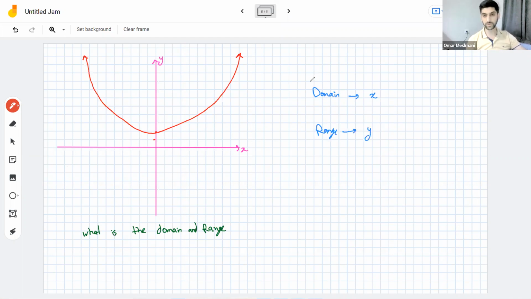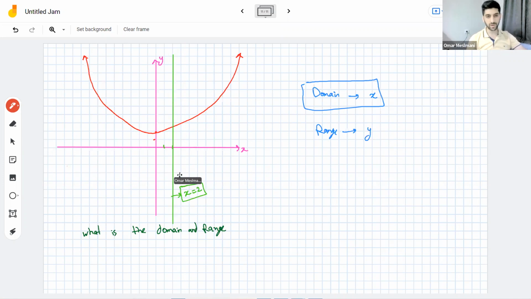Now, if you want to find the domain, try to imagine that I have a line that is parallel to the y-axis, like this. Listen carefully. And now, mentally, try to move this line over all the values of x. Who knows what the equation of this line is? x equals a value, which right now is 2. So this is x equals 2.